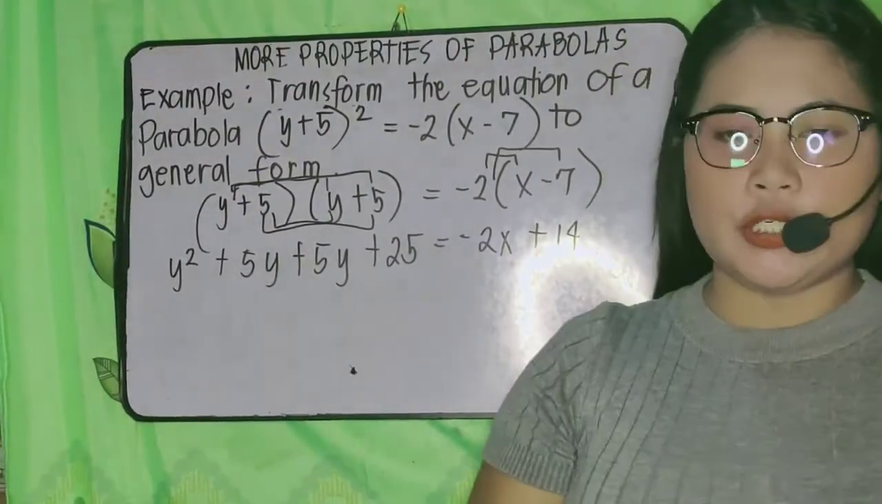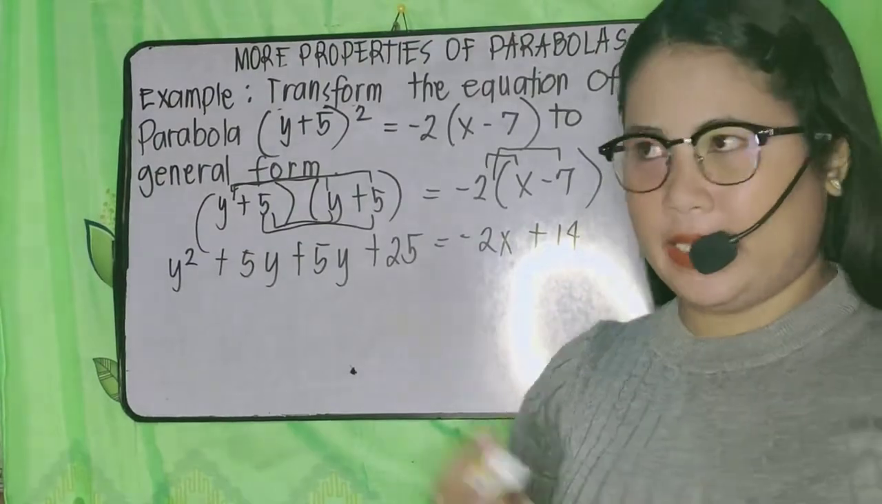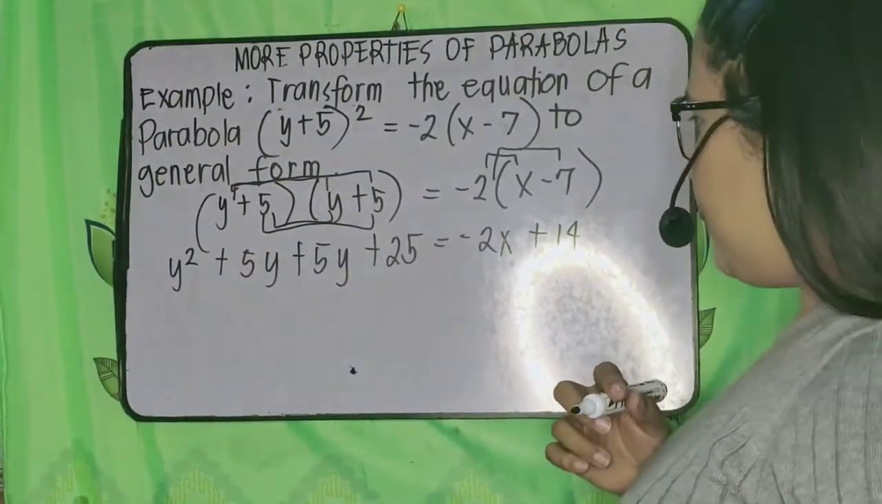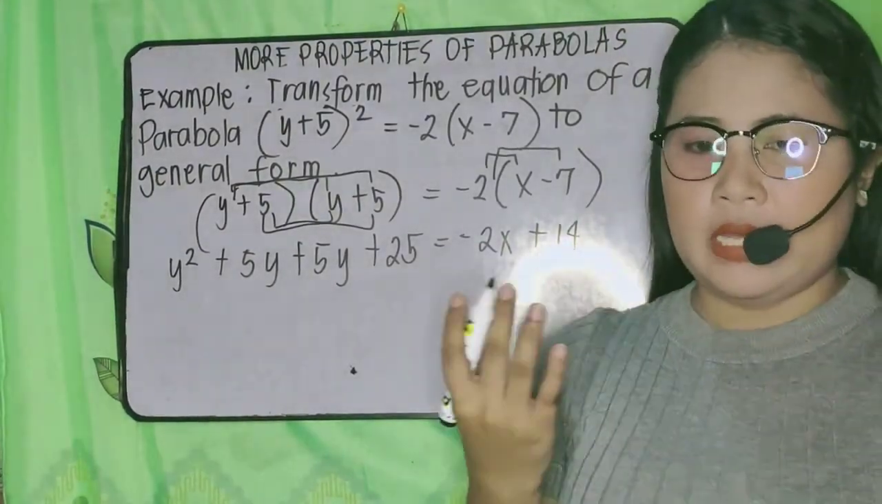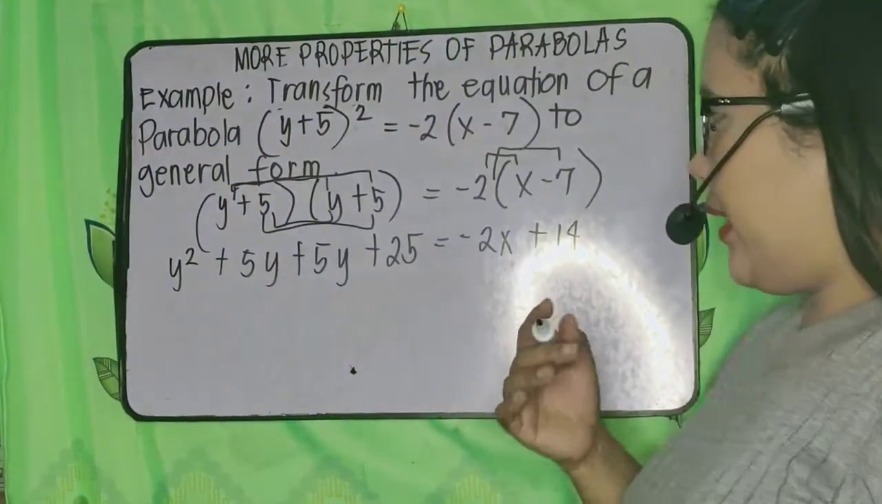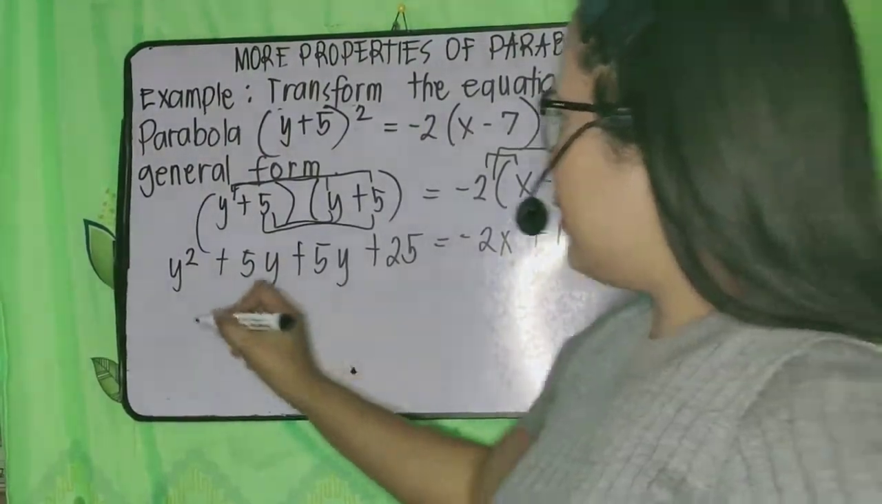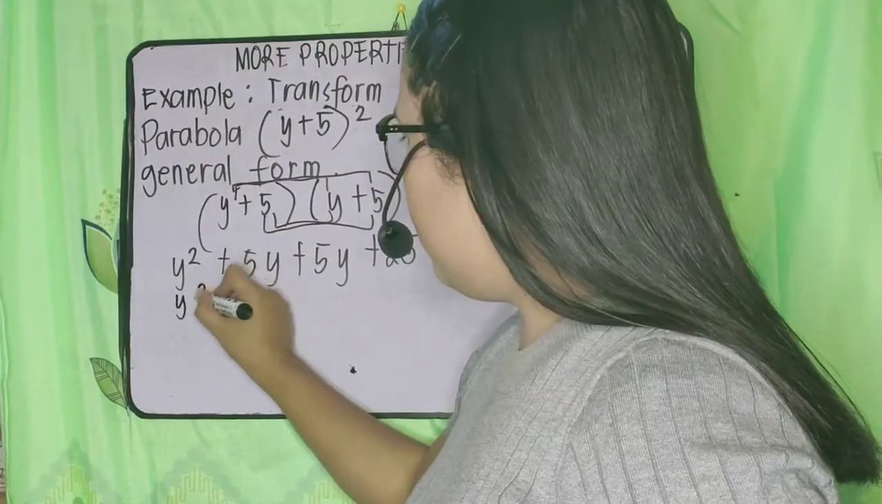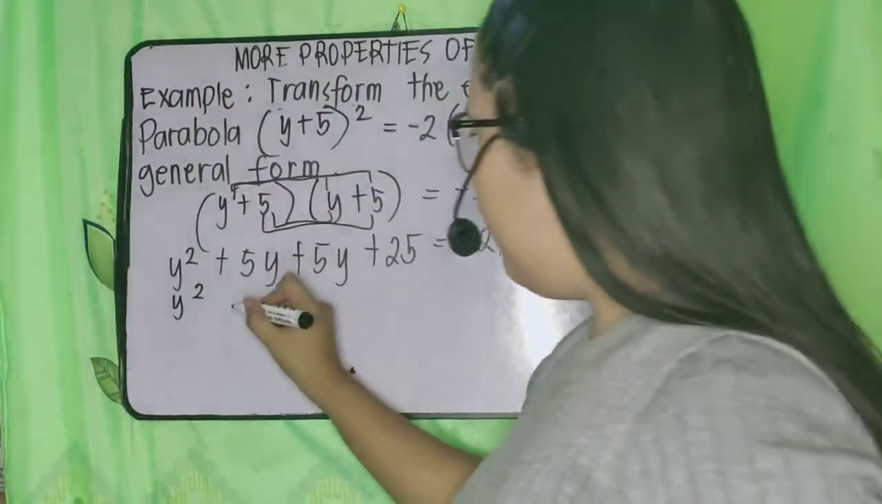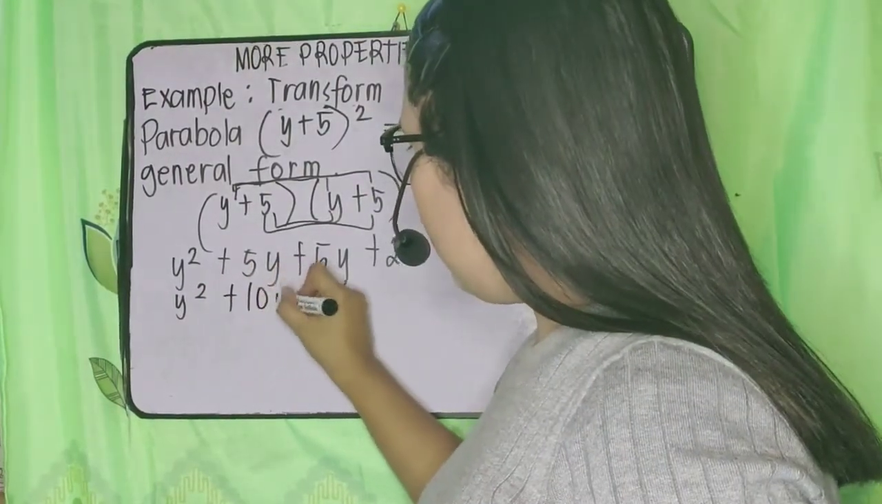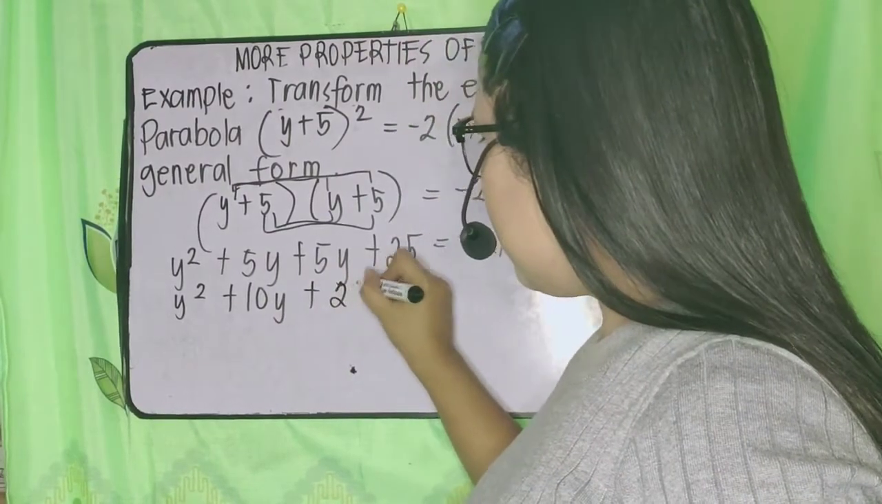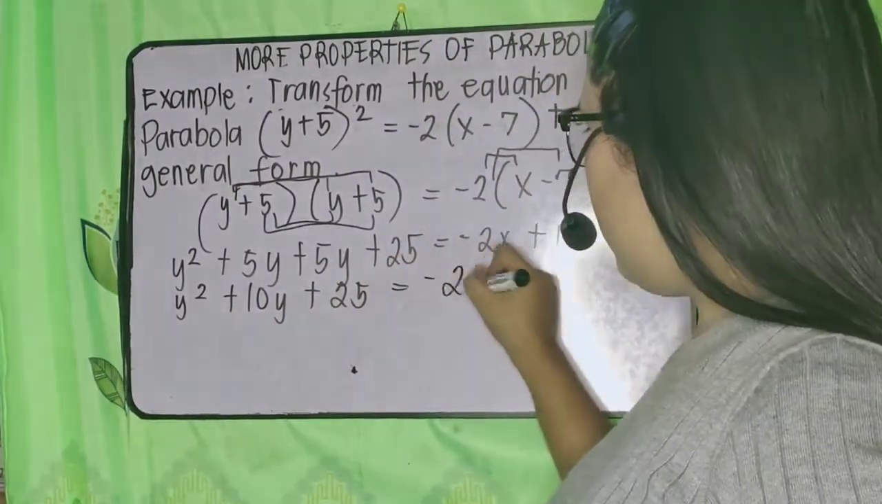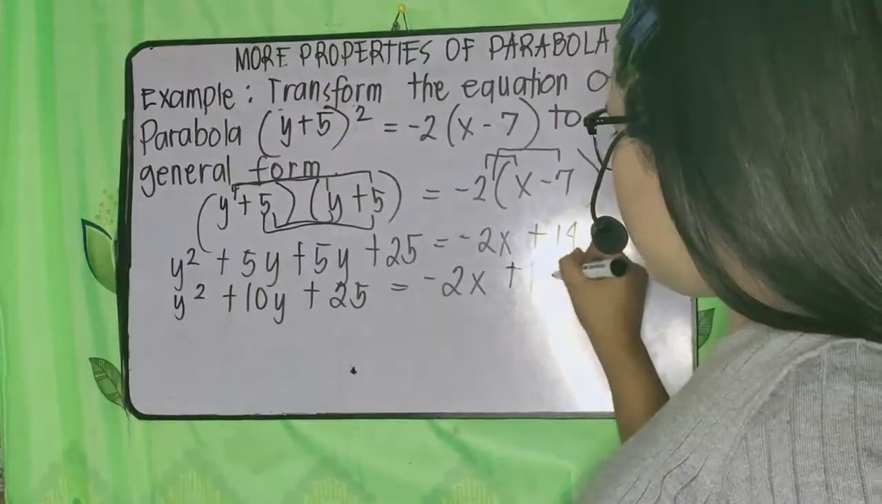Okay, so after squaring the binomial and expanding, of course, we simplify it. We can add here: y squared, 5 plus 5, we have 10y plus 25 equals negative 2x plus 14.